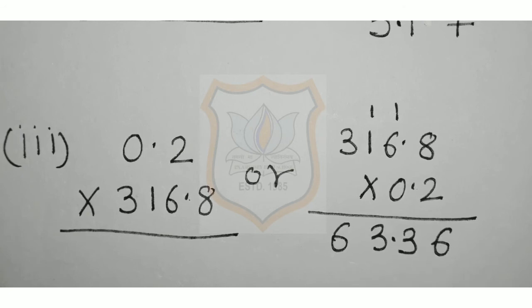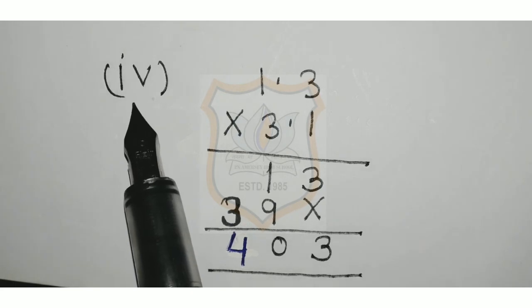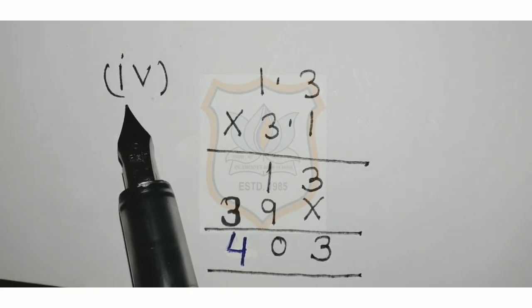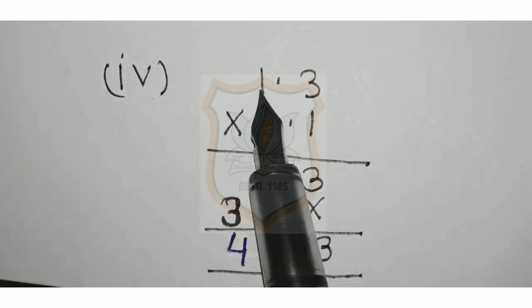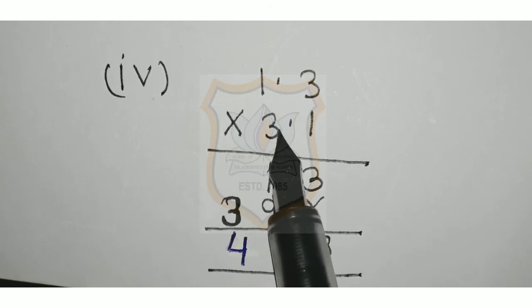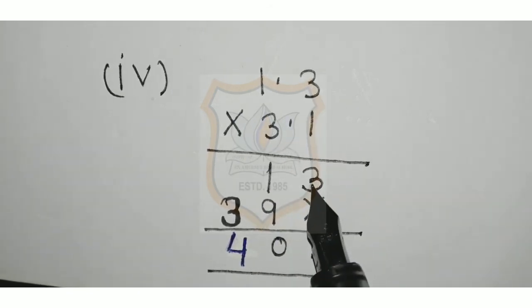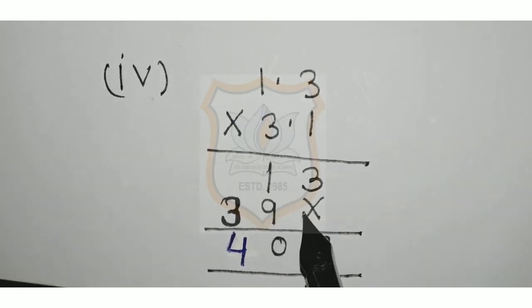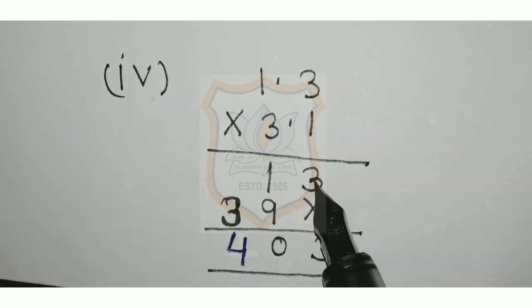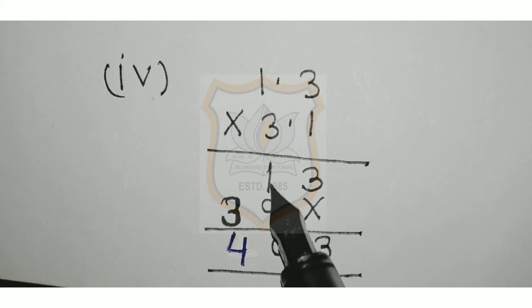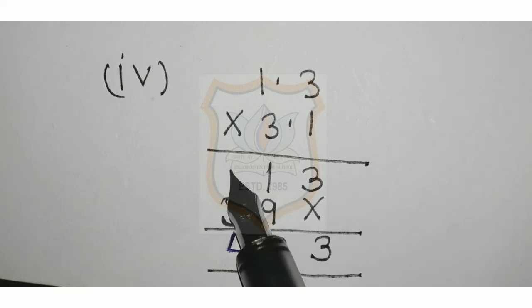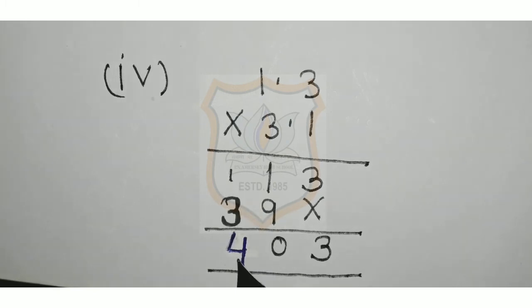63.36. We will solve the fourth part of question number 5, exercise 2.6, that is 1.3 multiplied by 3.1. 1 3s are 3, 1 1s are 1. Then 3 3s are 9 and 3 1s are 3. 3 plus 0 is equal to 3. 1 plus 9 is equal to 10. 10 plus 0, carry forward 1. 1 plus 3 is equal to 4.